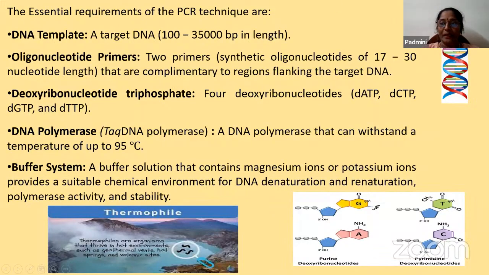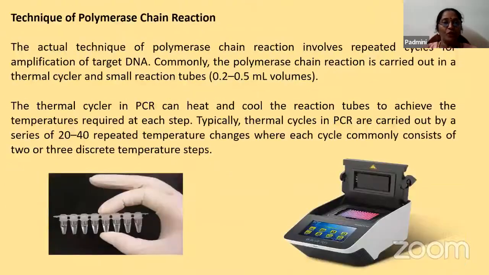So you need a DNA template strand, and the 4 nucleotide bases, the guanine, adenine, thymine, and cytosine, the purines and pyrimidines, as deoxyribonucleotides. So these are the essential requirements. You need a template, you need 2 primers, you need the 4 nucleotides, and you need a DNA polymerase, that's an enzyme. And then you need a buffer system, which maintains an optimum environment for the process to occur.